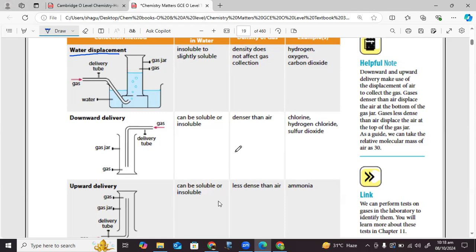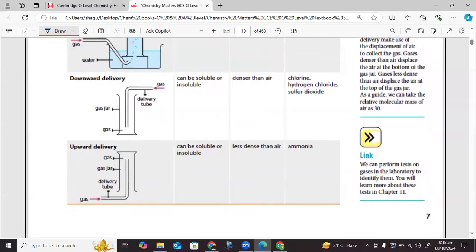At that time we have to check whether that gas is heavier or lighter than air. If it is heavier than air, we can collect it through the downward delivery method. Just see, there is no water, so the gas can be collected in this way. If the gas is lighter than air, it can be collected through the upward delivery method, as it moves up because it's lighter.